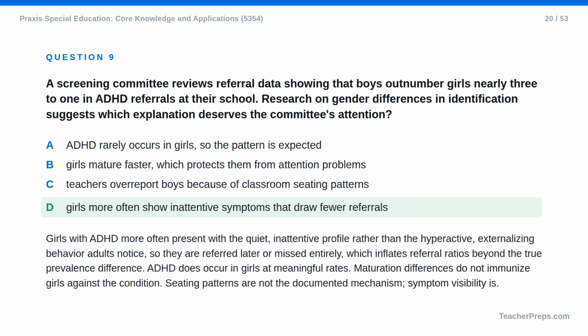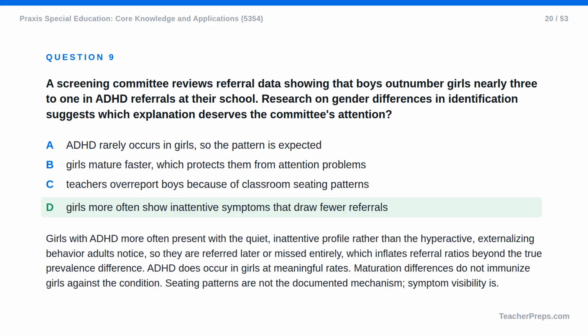Girls more often show inattentive symptoms that draw fewer referrals. Girls with ADHD more often present with the quiet, inattentive profile rather than the hyperactive, externalizing behavior adults notice, so they are referred later or missed entirely, which inflates referral ratios beyond the true prevalence difference.